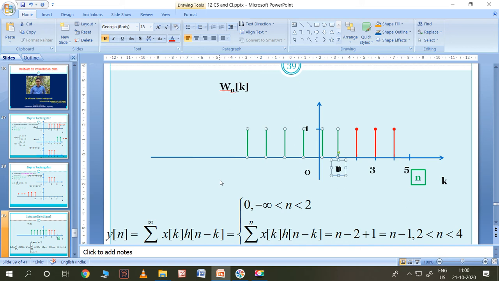For example, if I move my n up to 1, the value of the red color signal is 1 at k equal to 1, and the other value is 0, so 1 into 0 will be 0. So I need to move my n up to 2. Only then will it be correct, otherwise it's not correct. So up to where can I do it? Up to 4 I can do it, because I am shifting n equal to 2.